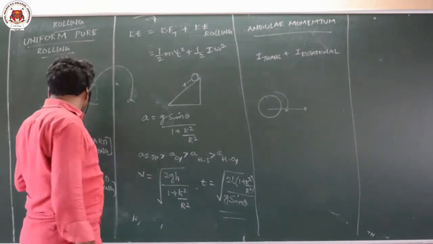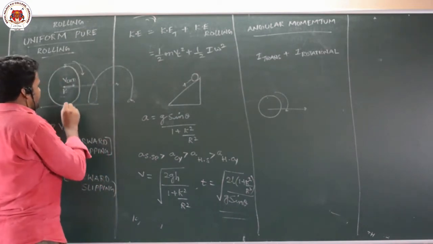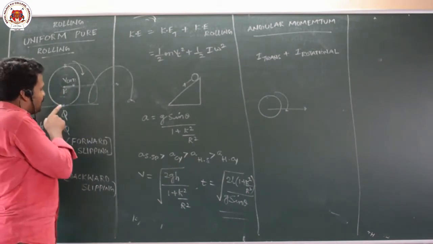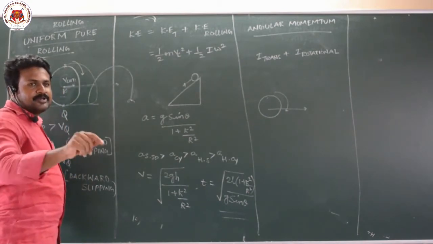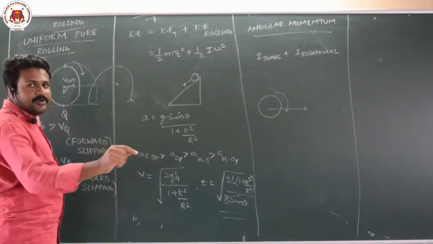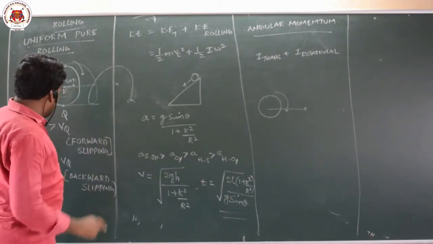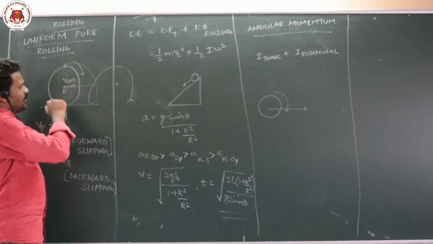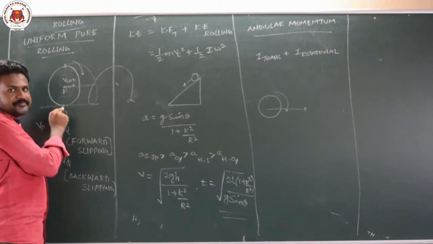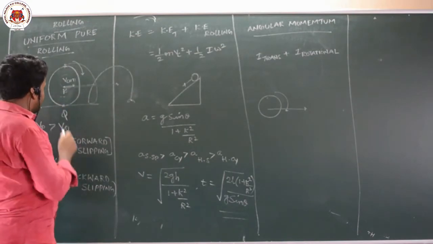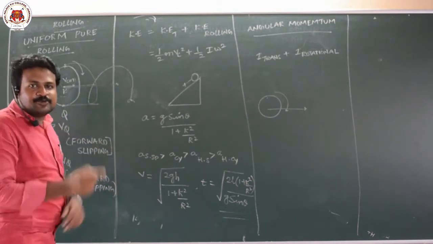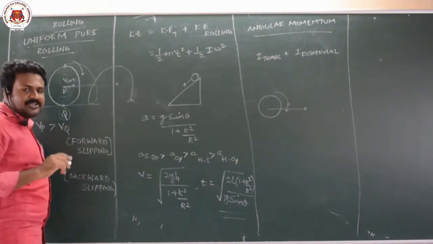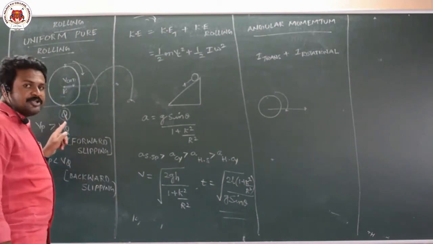Now whenever you are writing the formula, you take the point of contact. What is the difference between pure rolling and non-uniform rolling? Here you take the point of contact. This body is rotating like this and getting contact here. At this point of contact, there should not be any relative motion. Relative motion means this point of contact should be momentarily at rest.